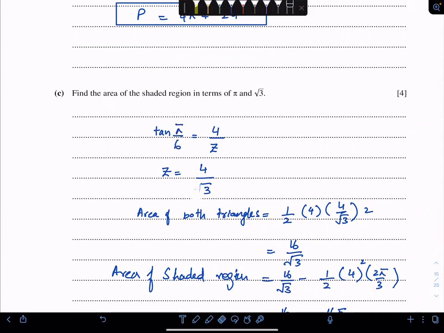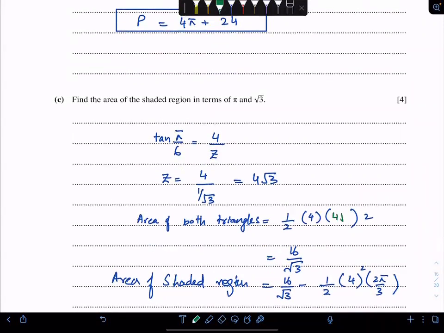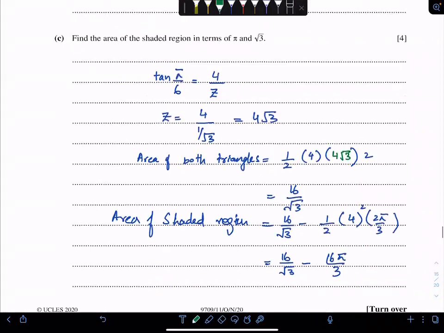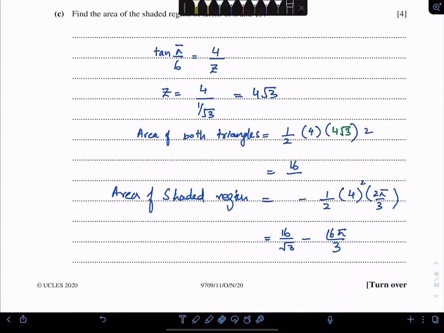Okay. So this would be 1 by under root 3. So this becomes 4 under root 3. Okay, 4 under root 3. 2 and 2 cancel. So 16. 4 4s are 16 under root 3. This 2 and 2 cancel. So 16 under root 3. And then again 16 under root 3 minus this.